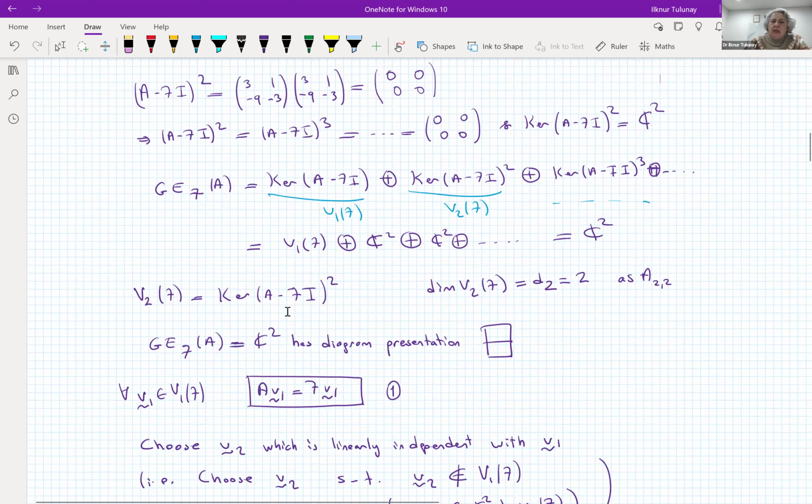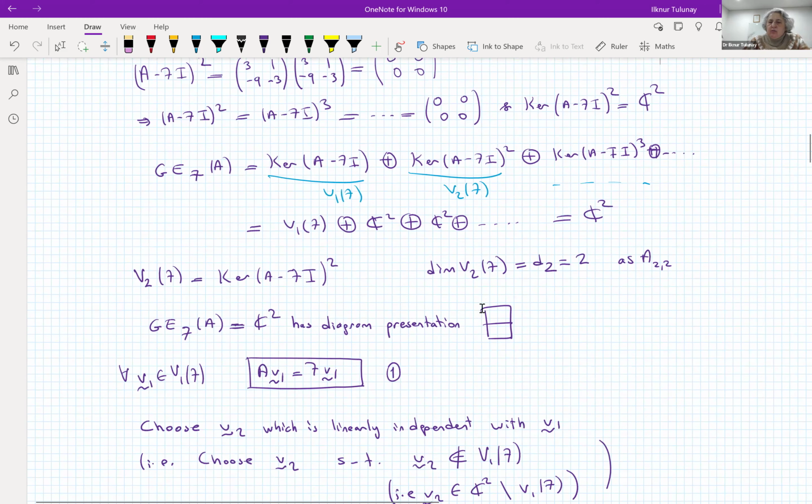And this usually has a diagram. Sometimes we denote it with blocks like that. We will use these blocks later on. We will talk about these blocks later on. That represents the two-dimensional space.